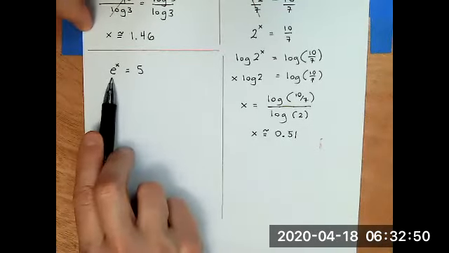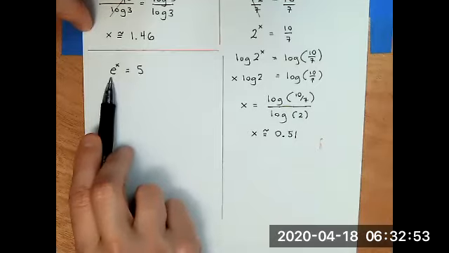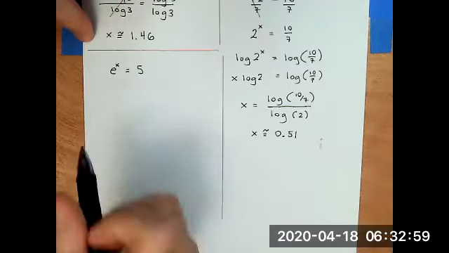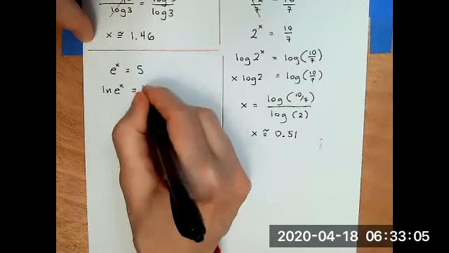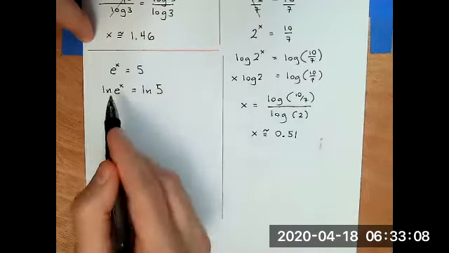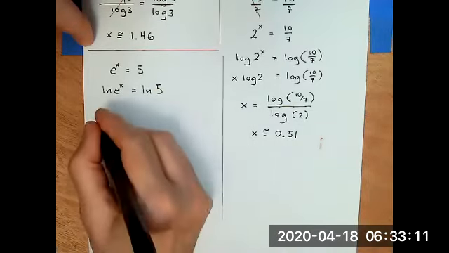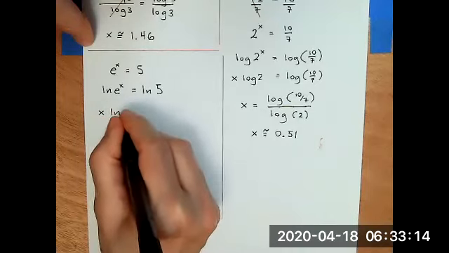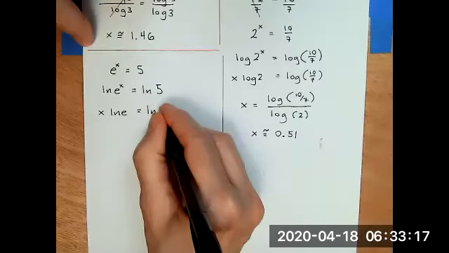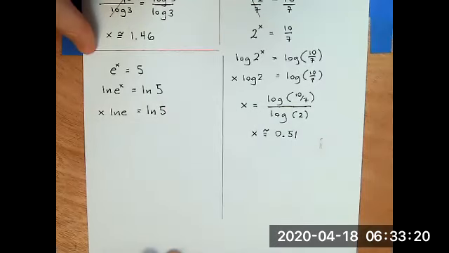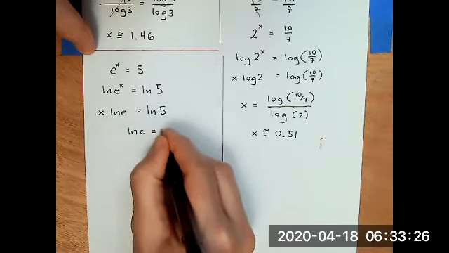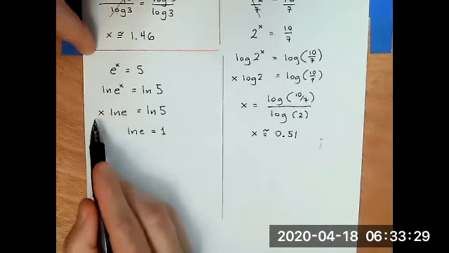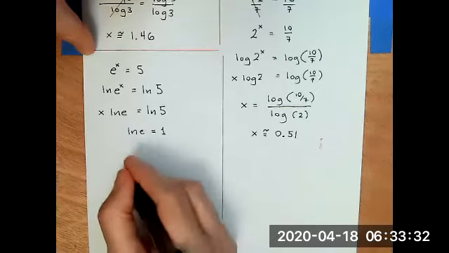If you're solving exponential equations which include the base e, then there is an advantage of using the natural log. So we take the natural log of both sides. The rule of logs allows us to bring the exponent out front. And then we can simplify using the fact that the natural log of e is equal to 1. So x times 1 is the natural log of 5.